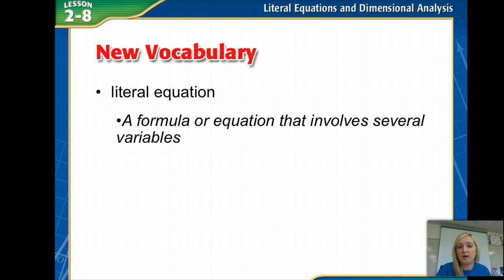The vocabulary word in today's lesson is literal equation. A literal equation is a formula or equation that involves several variables. Now there's a few different types of problems that you're going to be doing, but basically it's the same concept as solving for that given variable. So we're going to go through a few problems together. We're going to have you try some on your own. And remember, if you feel confused or have any questions along the way, make sure you write them down so we can answer them tomorrow in class during work time.